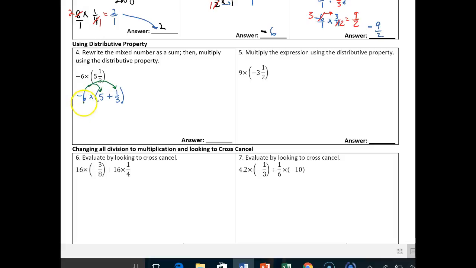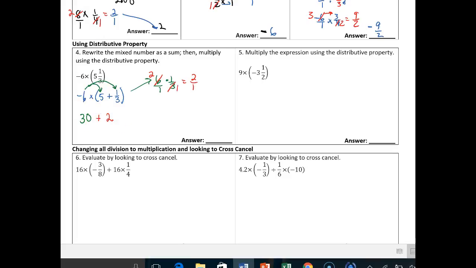So let's see what that looks like. Negative 6 times 5 is obviously negative 30. And 6 times 1/3, well, what does that look like? I'll put that off to the side here. 6 really times 1/3. Really put that over 1. So 6 and 3, you can cross cancel. You can divide both by 3. So 3 divided by 3 is 1. 6 divided by 3 is 2. 2 times 1 gives you 2 over 1. So really, this negative 6 times 1/3 is negative 2.